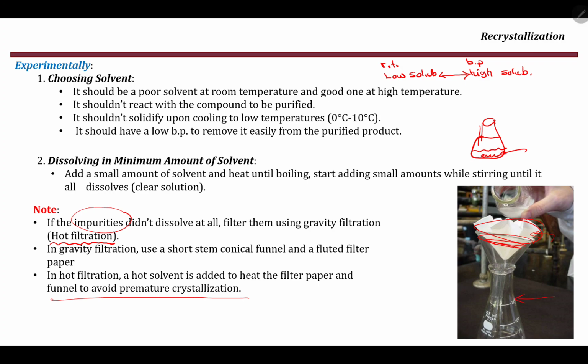I bring an Erlenmeyer flask or another flask, a short stem funnel, and I add a filter paper to this. Now, since I want hot filtration, I add a small amount of solvent which is really hot, and this is going to increase the temperature of the filter paper. The reason I'm doing this is that if I added my solution which contains my compound to the filter paper and the filter paper was cold, then some crystals will stick on this filter paper and I will lose some of my compound. To avoid this, usually we use hot filtration.